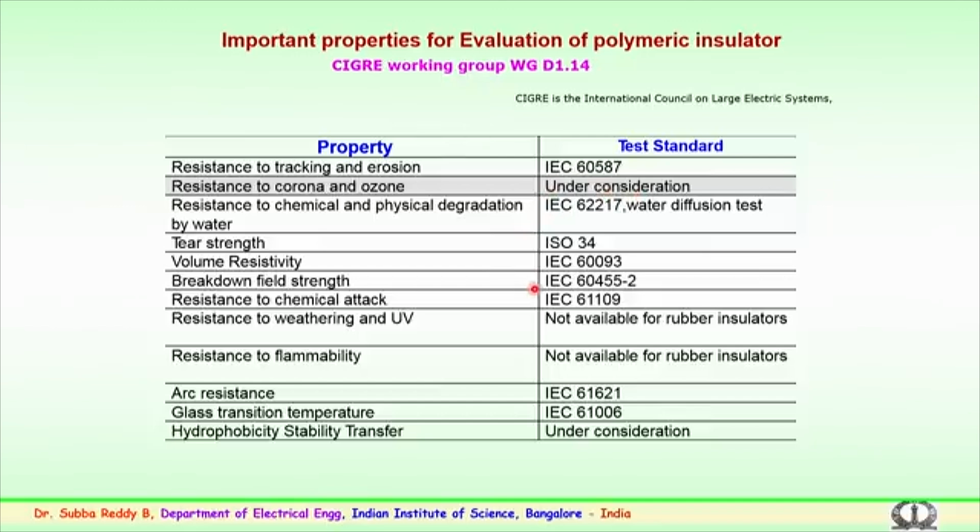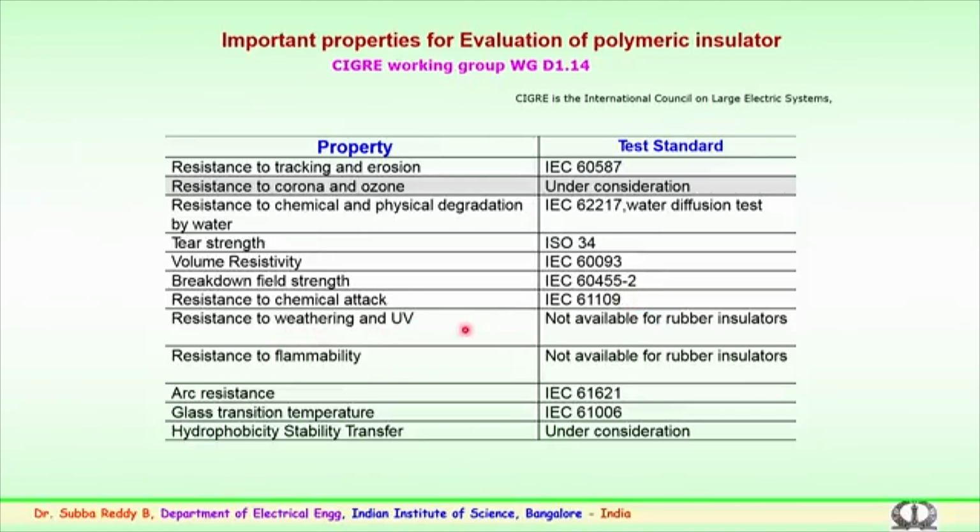A lot of activity, experimentation and research work is in progress in this direction, and several publications are also coming up. So, standardization could happen wherein the resistance to corona and ozone could also be covered. Then resistance to chemical and physical degradation: there is a standard which refers to 62217, known as the water diffusion test, which has been recommended. Similarly, for the mechanical aspect, tear strength, volume resistivity, breakdown strength and resistance to chemical attacks, there are reference standards in the respective documents. The procedures are laid down and the insulator or insulator string is tested accordingly.